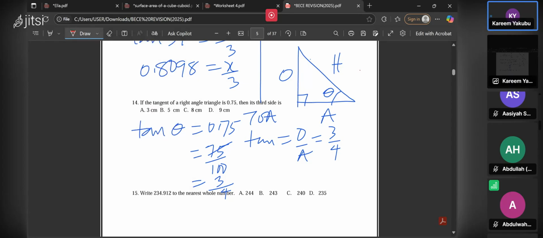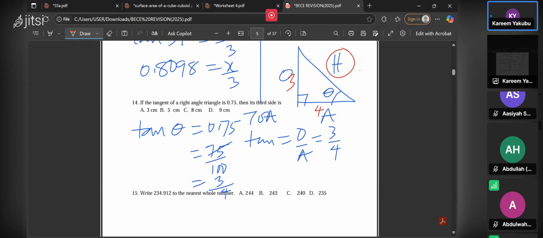Then we take it to the diagram again. Where we have opposite is here, we put 3 there. Where we have adjacent is here, we put 4 here. But the question is asking for its longest side, that means we are looking for the hypotenuse. So we are coming from SOHCAHTOA, and moving to Pythagoras theorem. The only thing we can use to find the hypotenuse here is Pythagoras theorem, because it's a right angle triangle. We know the opposite, we know the adjacent, then we can find the hypotenuse. I hope that is clear right now.